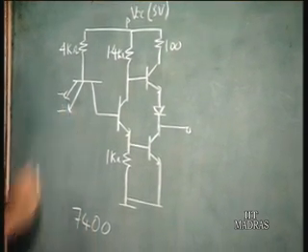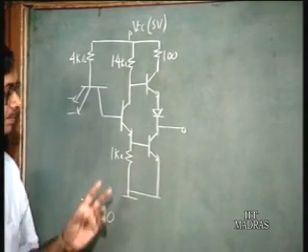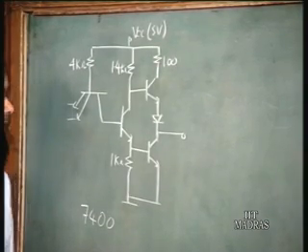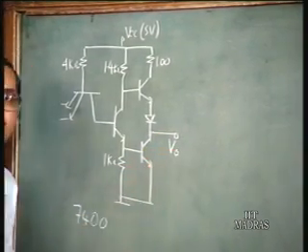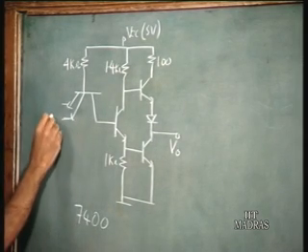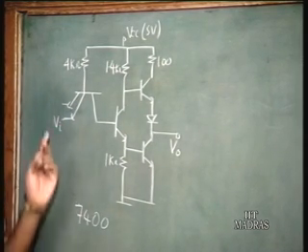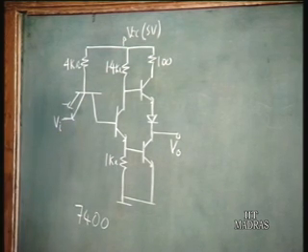So, what we shall do first in today's class is we shall obtain the input output characteristics of such a gate. This is the output point, and we shall take one of these inputs as the input to the circuit.